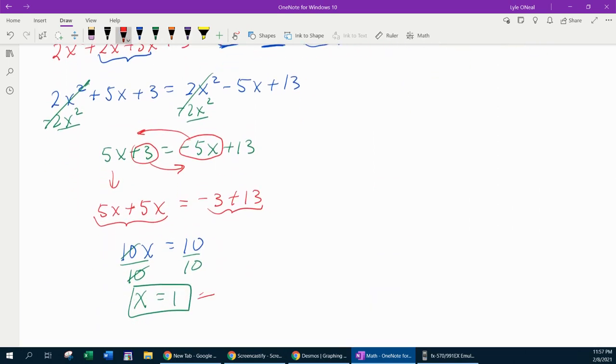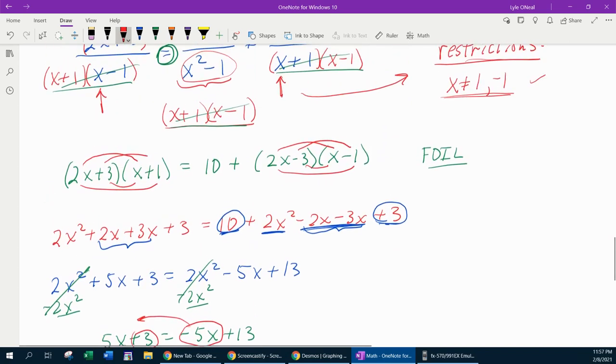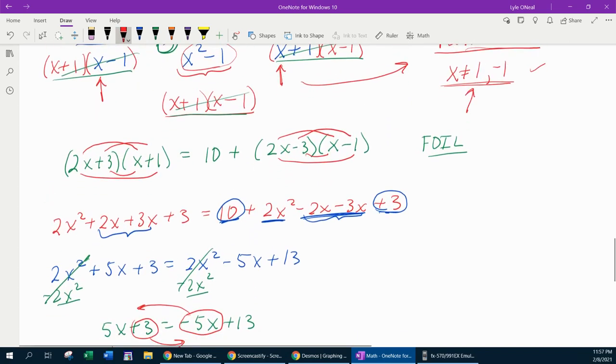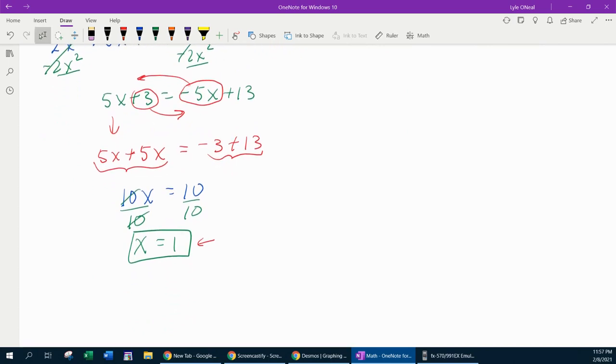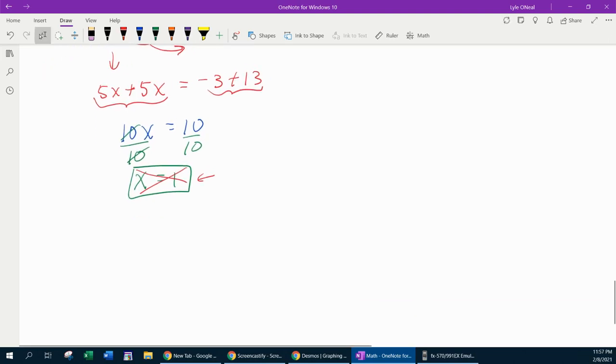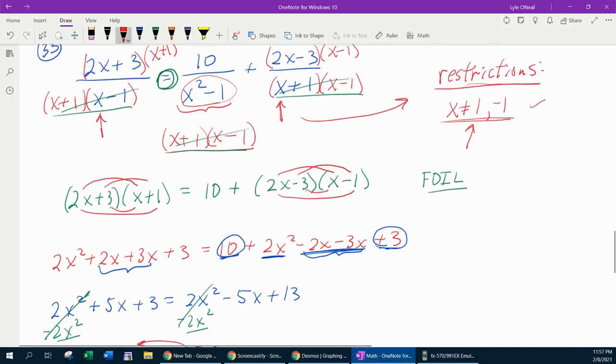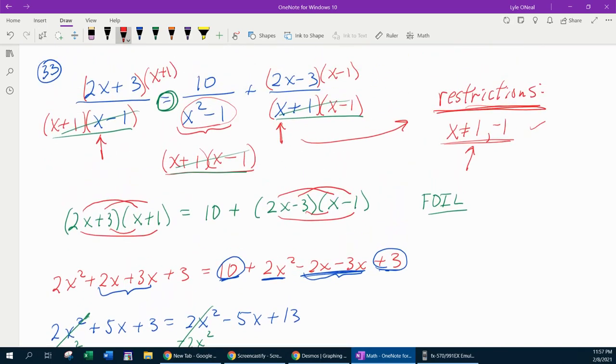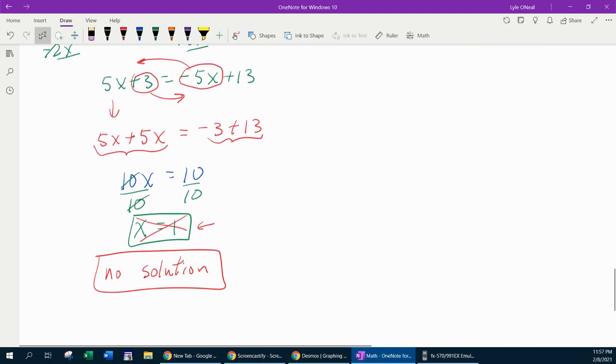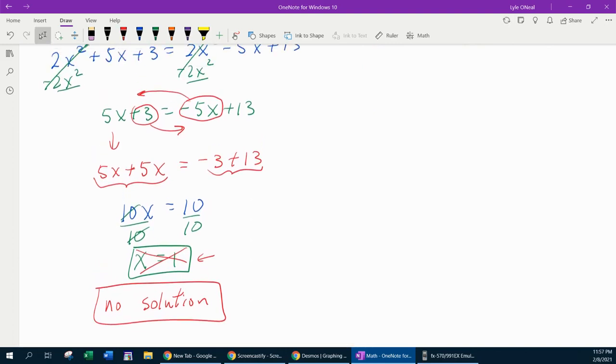So that just reiterates that x cannot be negative 1 or 1. Uh-oh, but my answer was 1. But 1 is a restriction. X cannot be 1. So you know what that means? It means that this is not a valid solution. And there are no other choices. So here the answer is no solution. I'm sorry, if you get an answer that violates your restrictions, you actually have no answer. So that problem is a no solution. And I did want to do one of those to show you how you can sometimes end up with no solution. And that's going to do it for this lesson.